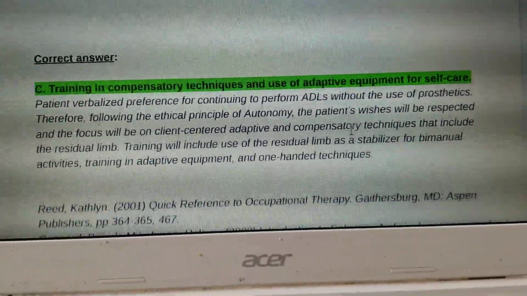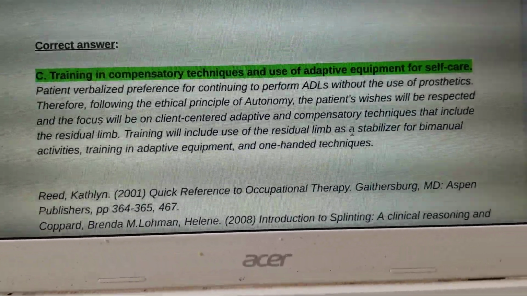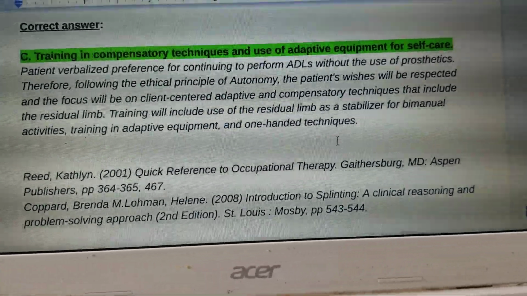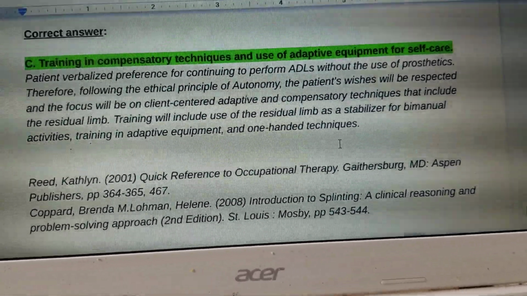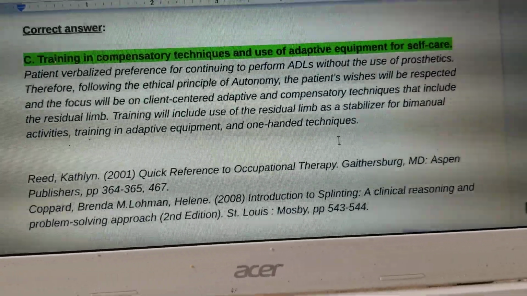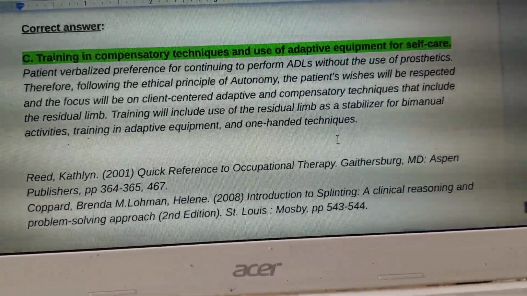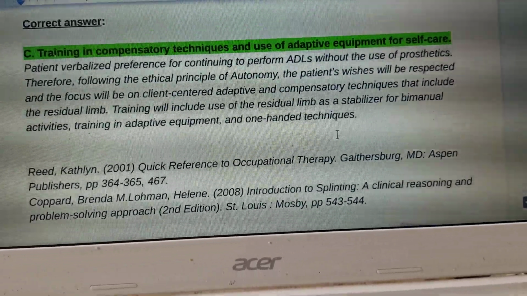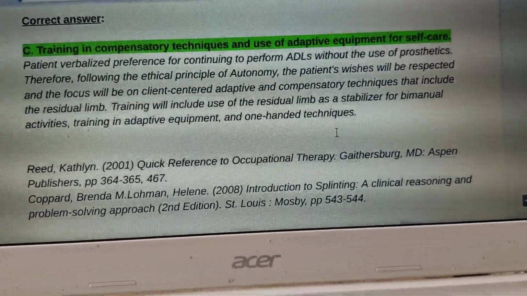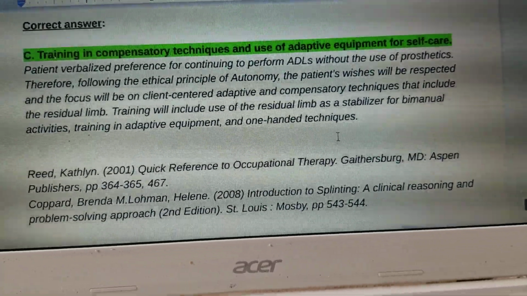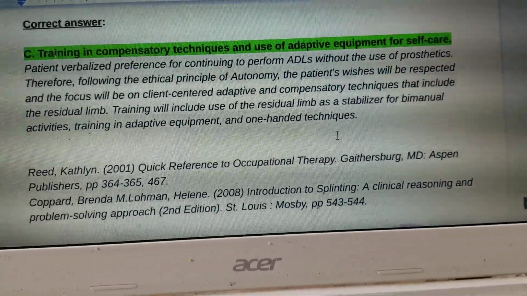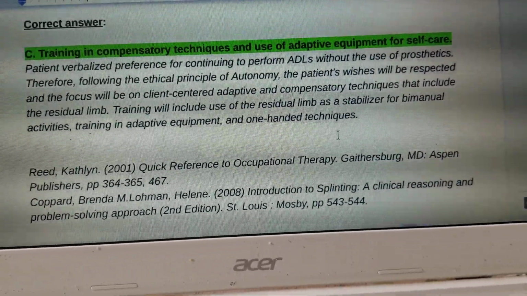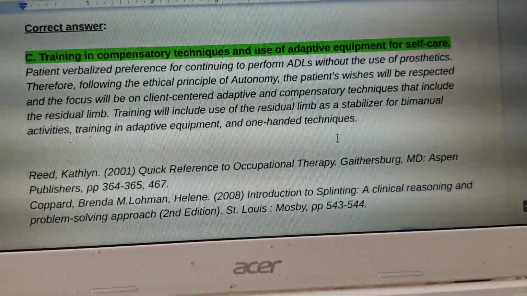So, training in compensatory techniques and use of adaptive equipment for self-care. Patient verbalized preference for continuing to perform ADLs without the use of prosthetics. Therefore, following the ethical principle of autonomy, the patient's wishes will be respected, and the focus will be on client-centered adaptive and compensatory techniques that include the residual limb. Training will include use of the residual limb as a stabilizer by manual activities, training in adaptive equipment, and one-handed techniques.